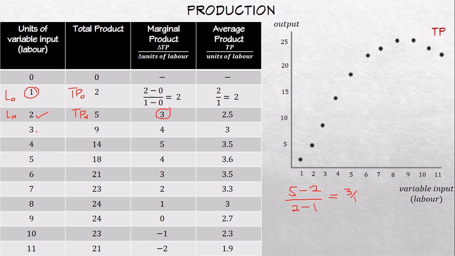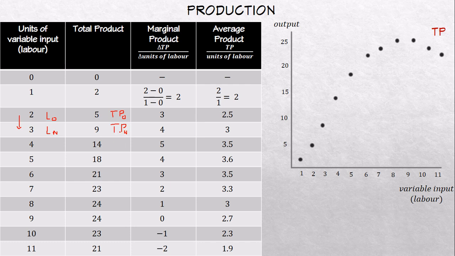So now if the labor is 3, right? So now we are moving from 2 to 3. Now this is going to be the old labor, right? So we are moving from the old one now to the new one. So this is the new labor. And this is the old total product. Okay, this is the old one. And this is the new total product. This is the new one.